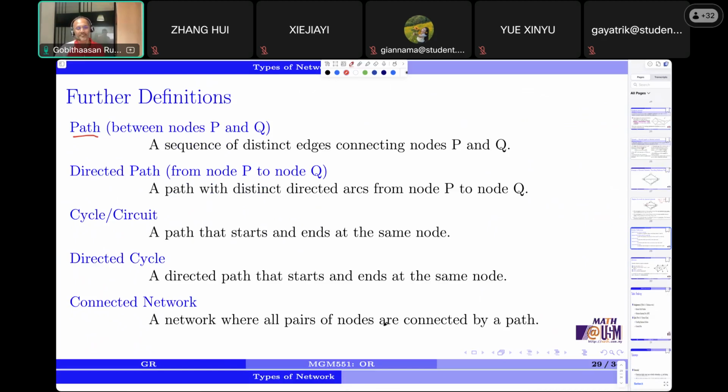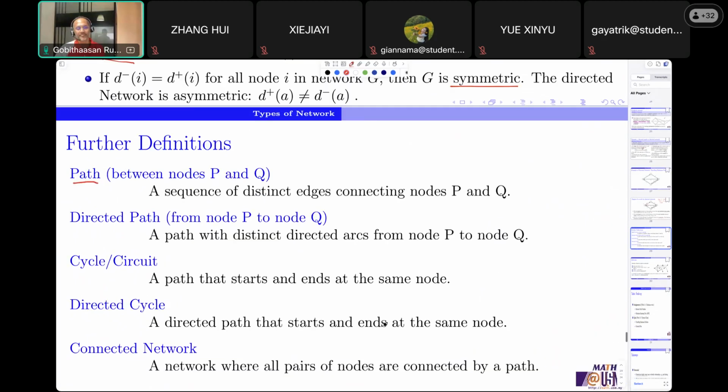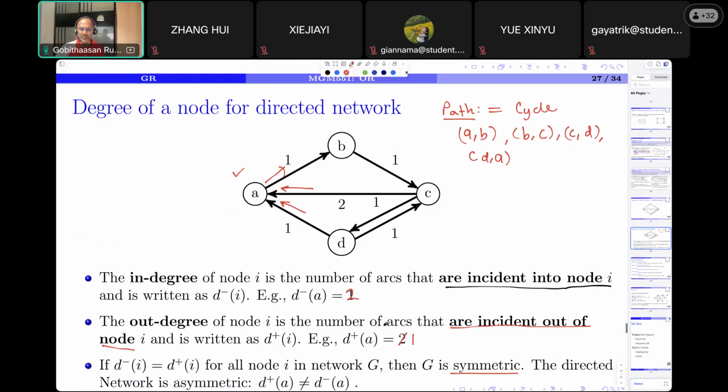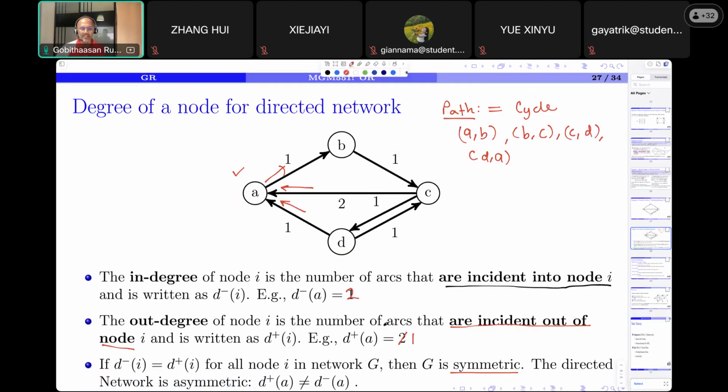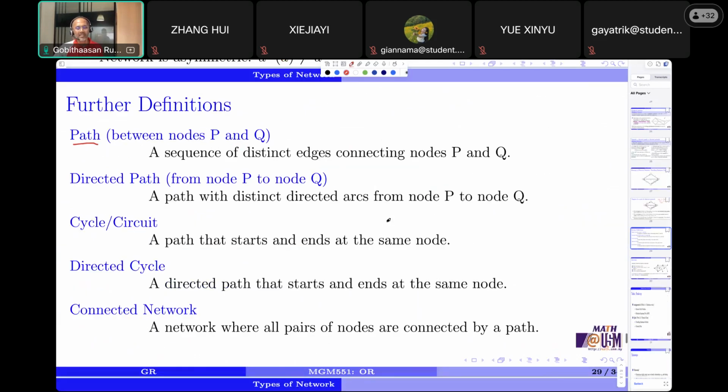This is a connected network. Why? All the vertices, I can reach any of the vertices in here by starting at a point. For example, let's say C. I can reach C by taking some sort of path around in this network, right? So it is a connected network.